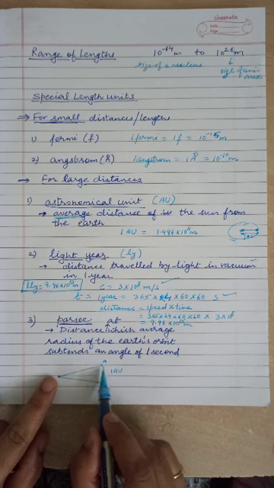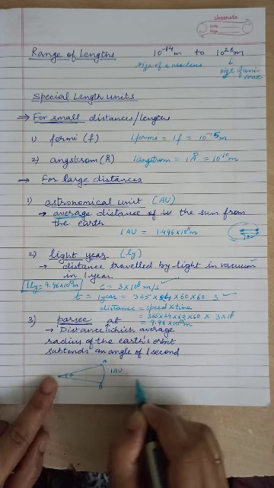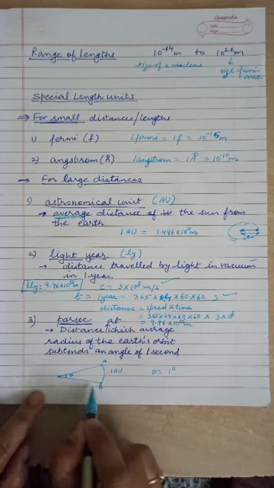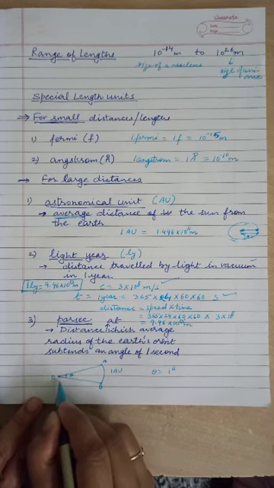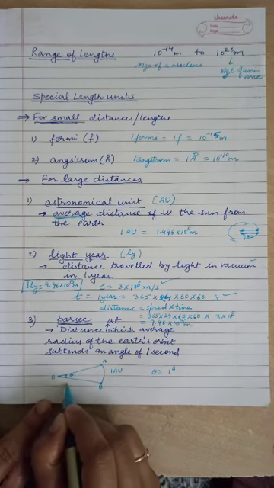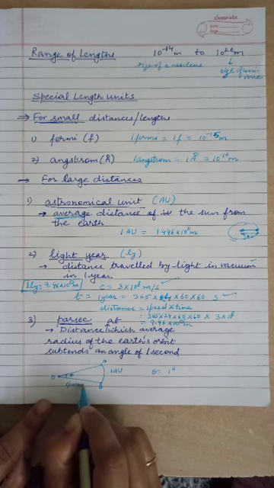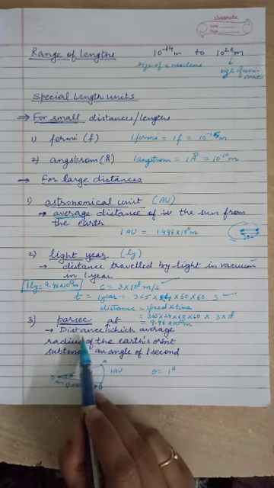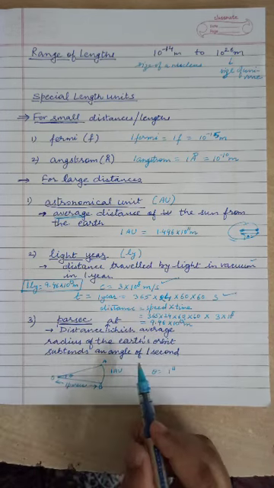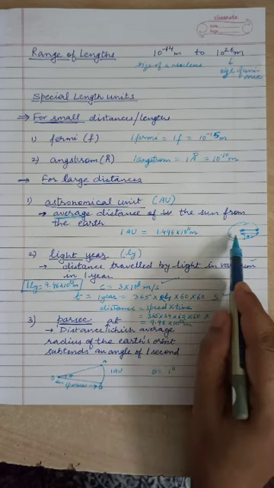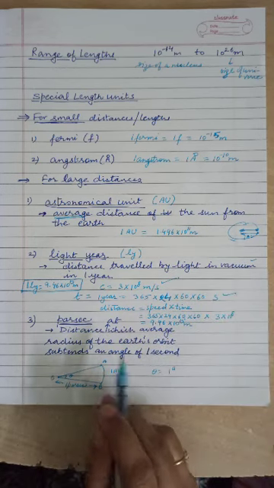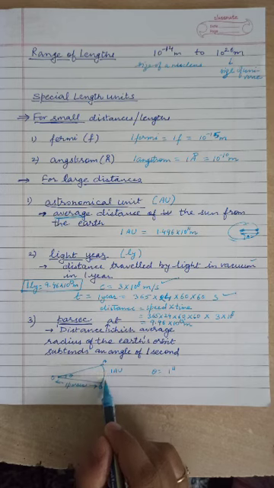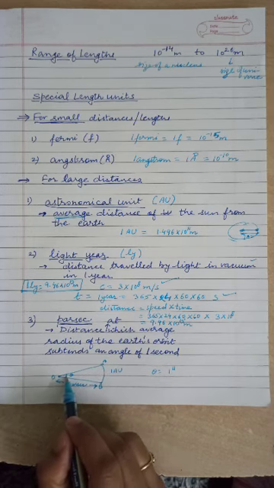Then consider the distance at which this arc subtends an angle theta equal to 1 second. The distance of that point at which the angle subtended is 1 second, that is OB, would be equal to 1 parsec. So this is the definition of parsec. That is the distance at which the average radius of the Earth's orbit, 1 AU, subtends an angle of 1 second.